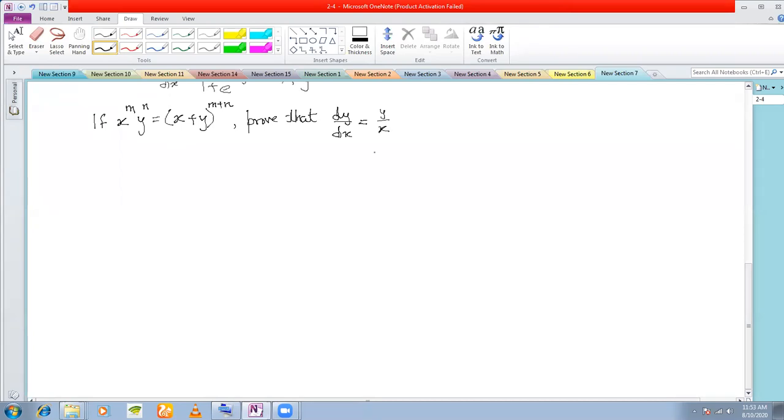Now remember, here x has been raised to a power of a rational number. Y has also been raised to a power of a rational number. M and n here are nothing but rational numbers. Okay, x has not been raised to the power of any function. You can differentiate directly again here, or you can take logs. Okay, let me show you both ways.